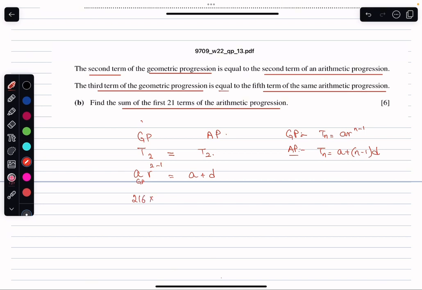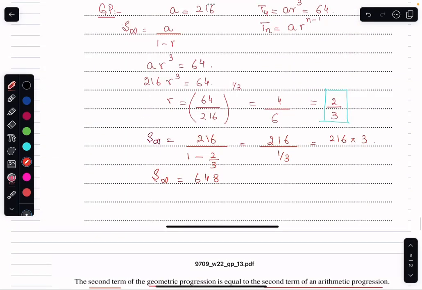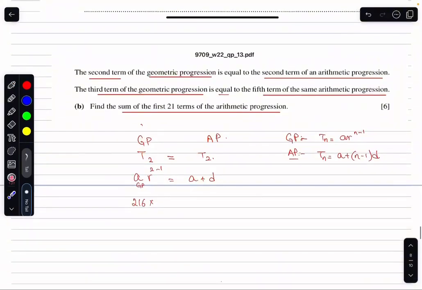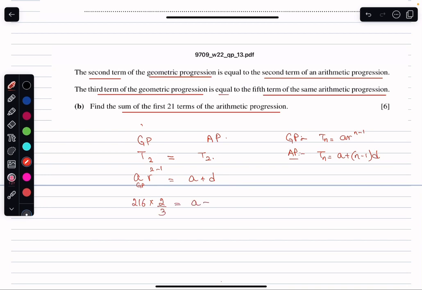I also have the common ratio, which was 2 by 3. We already had the common ratio here, so I can substitute that 2 by 3 here also. So this is going to be 216 times 2 by 3, which shall be equal to a plus d for the arithmetic progression. 216 times 2 by 3 gives me 72 times 2, so a plus d shall be equal to 144. This is the first equation that I have in terms of a and d for the arithmetic progression.